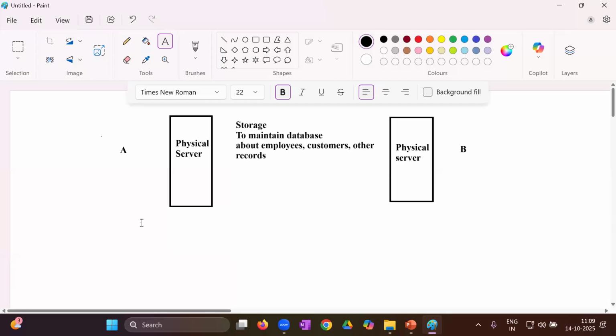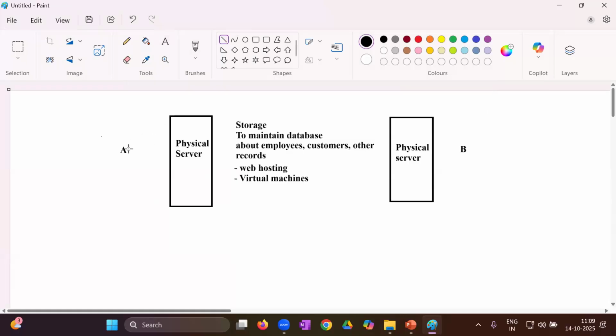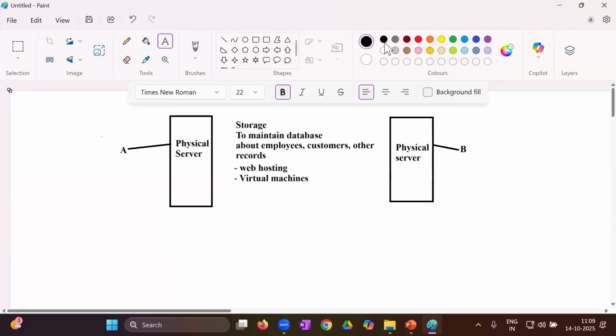Now, these two servers are individually accessible by their own individual companies, right? By A and by B. Now, the business of A and B was not running good. So they decided to scale down their physical infrastructure. Now, one more thing: if they require a physical server, what are the things required to deploy physical servers?